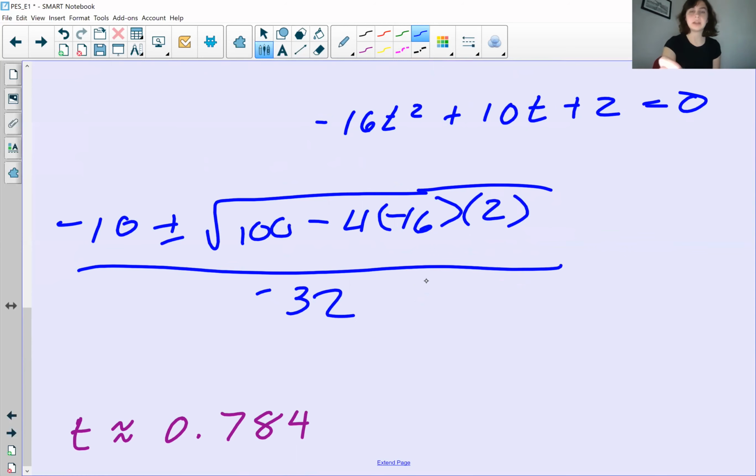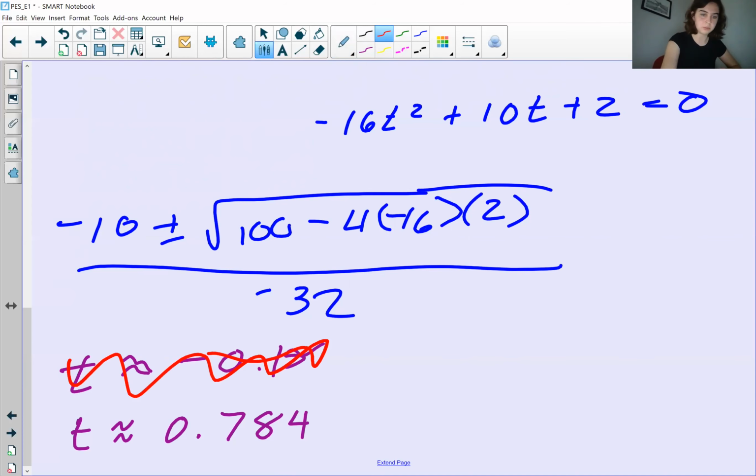All right, and so we end up getting two possible t values here, but really only one of them can work. We said at the beginning that t has to be greater than or equal to 0, and we get a negative t value. Doesn't make any sense. We'll cross it out. And so we're really looking at this one right here. And so that is the time at which this ball hits the ground before it becomes negative.